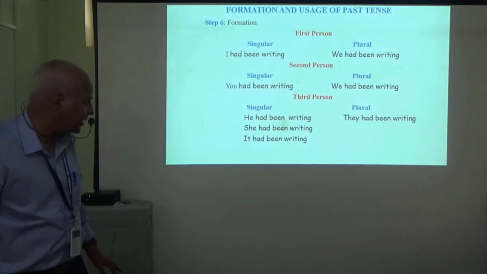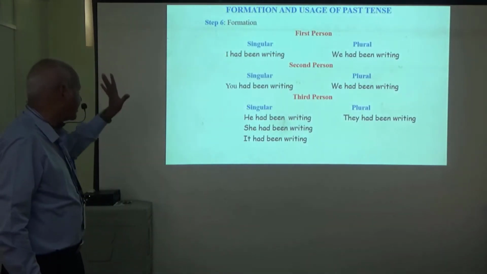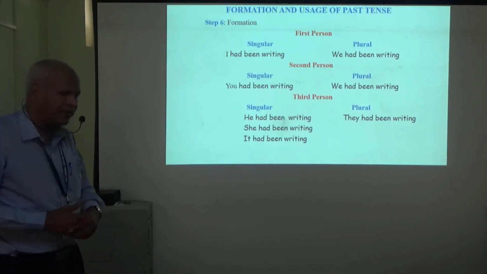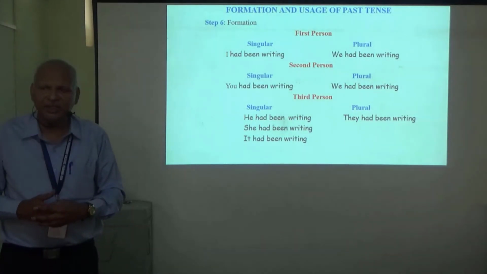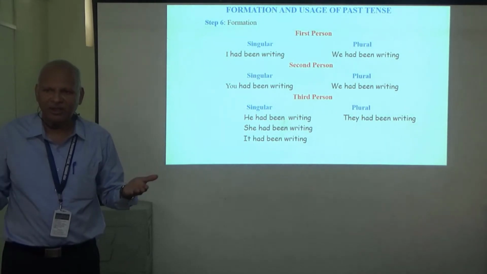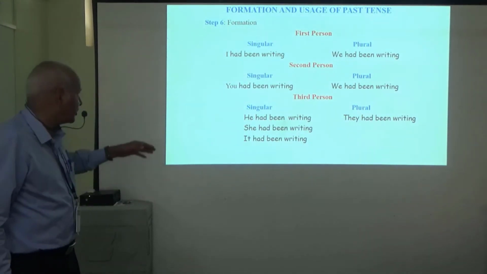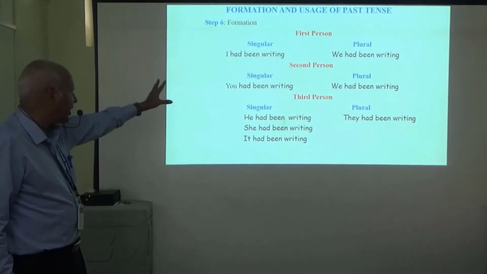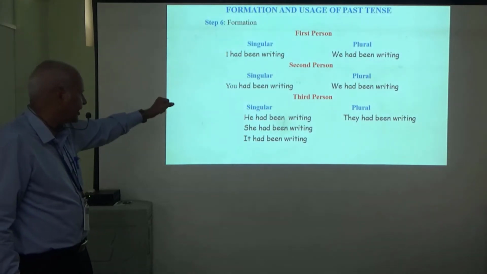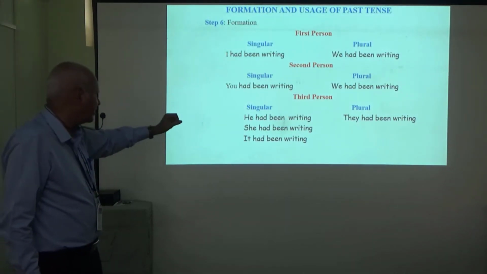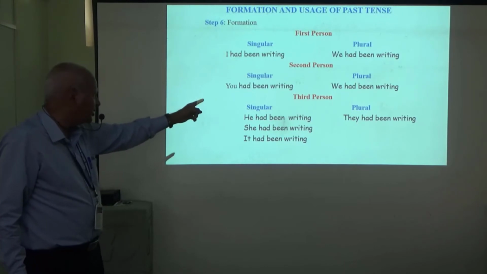After this, the next step is formation. See, now we are forming the past perfect continuous tense. This is another form of past tense. Now we are forming: I had been writing. So I have taken writing here. We had been writing. You had been writing.